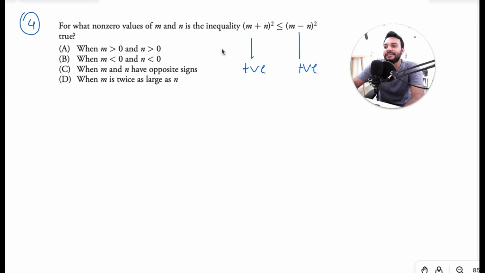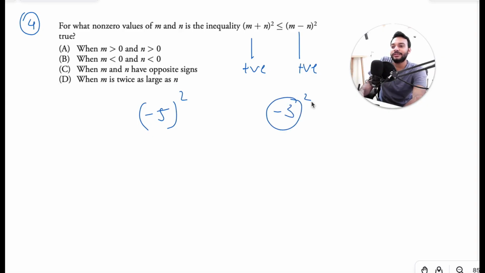But if m is less than 0 and n is less than 0, let's say minus 2 and minus 3, that added would be minus 5, so minus 5 squared, and that subtracted would be minus 3, that was minus 3 squared. So again, it's m plus n, the sum would be greater.